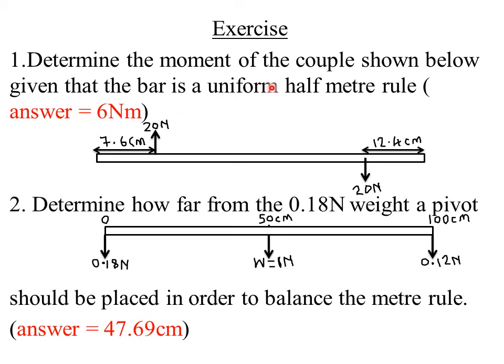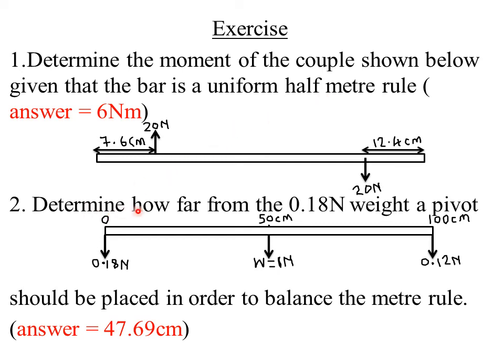So maybe just to give you a hint, a uniform half meter rule simply means it is a half of the meter rule. So remember, a meter rule is usually 1 meter in length, or 100 centimeters. So if you are talking of half a meter rule, it means the total length of this bar will be 50 centimeters or 0.5 meters. So that is just a hint.